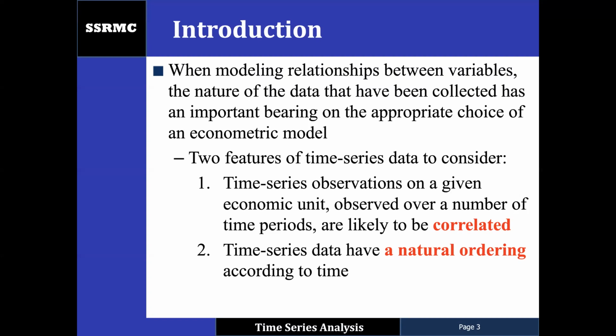Secondly, there is a natural ordering according to time. When you have a cross-sectional data set, you can order the data in any sequence. You can sort it by any one of the variables in your data set. Your regression results are going to be the same, even if you use a different ordering, because there isn't any natural ordering according to time in cross-sectional data. By definition, they are all collected at one point of time.